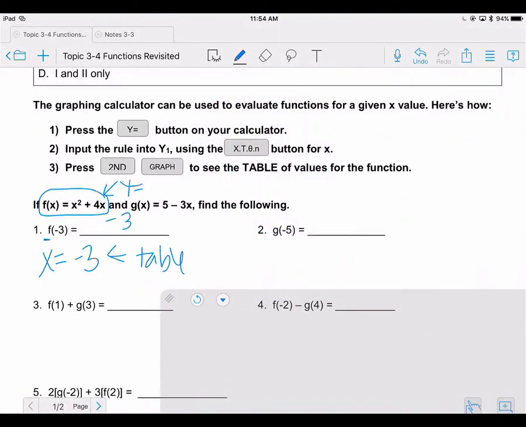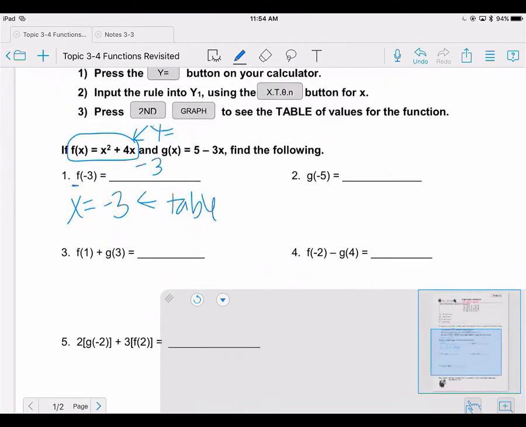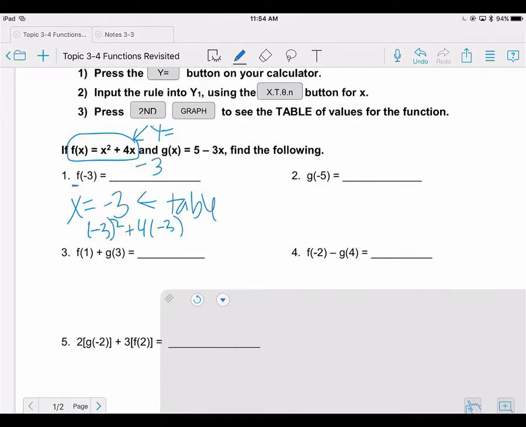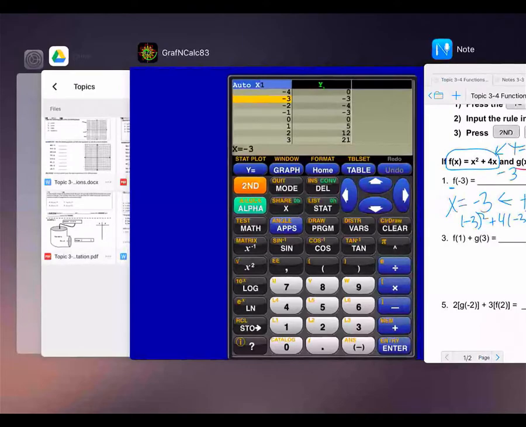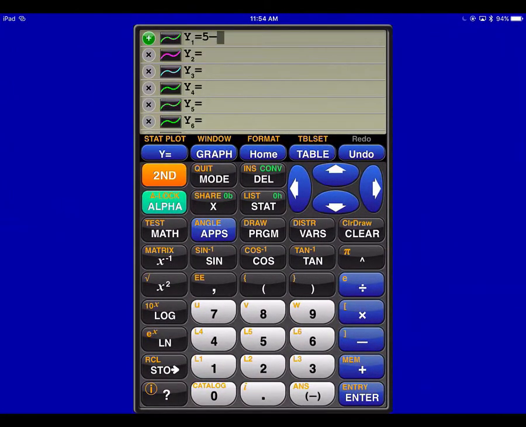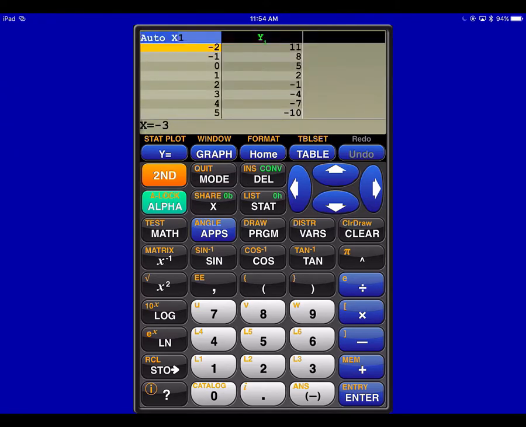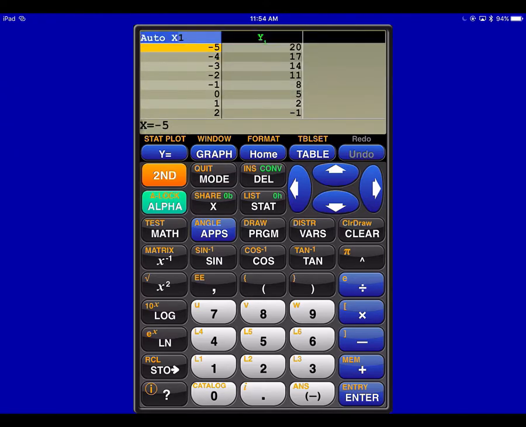If you forget how to do this in the table, you can plug in by hand. X squared plus 4 times x, and you should still get -3. Problem 2, I'm going to plug the g of x function in this time, so 5 minus 3x. So I go back to y equals 5 minus 3x. And remember, we are not using the alpha x button, we are using this x button. I click table, and I scroll up to see when x equals -5, y equals 20.